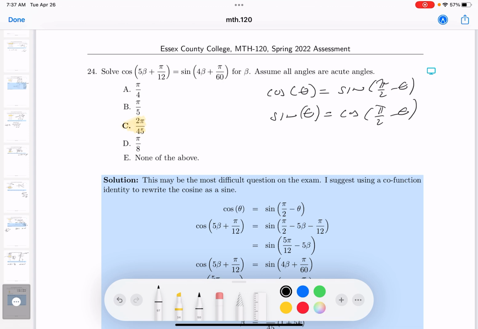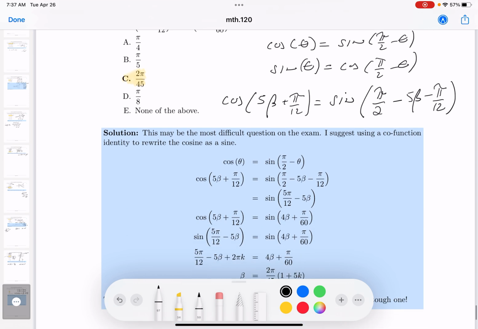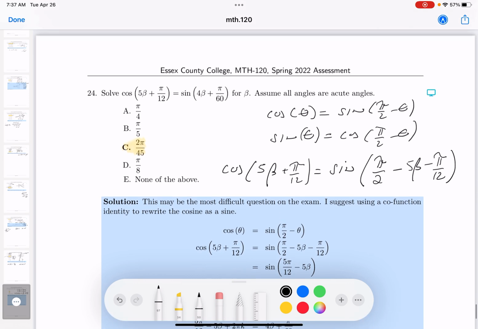But I want to write the cosine of 5 beta, that's a beta, plus pi over 12. In terms of sine, what's it going to be? Sine of pi over 2 minus the angle. What's the angle going to be? 5 beta and minus pi over 12, right? Now, once I do this, I start to realize that this over here is in terms of that over there.